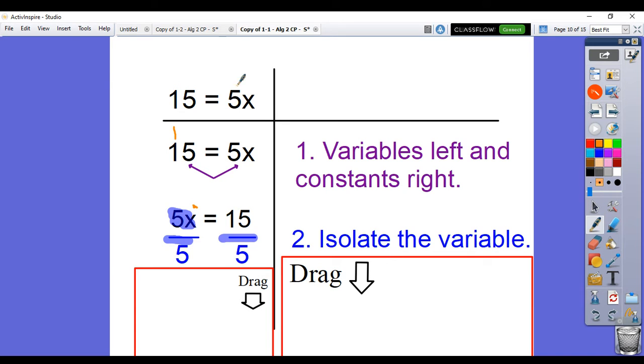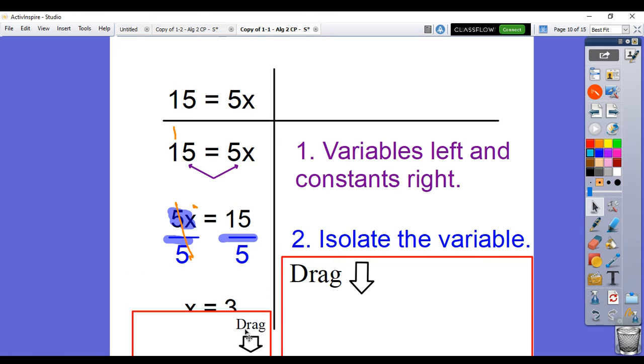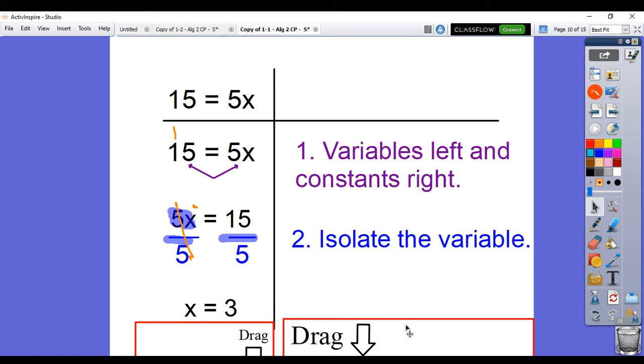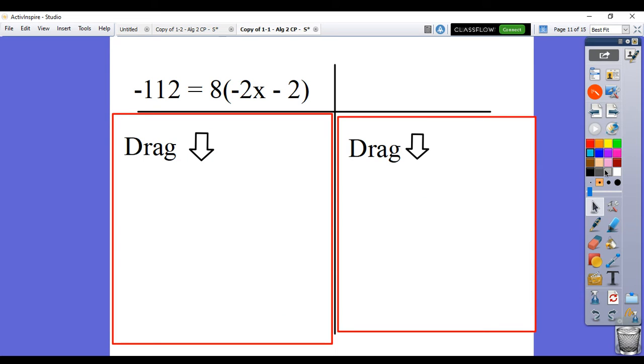And then this will cancel because 5 divided by 5 is 1. 1 can be imaginary in multiplication here. And 15 divided by 5 will give you x equal 3. All right. Very simple, right? Here, let's apply some distributive property. Let's work on it this time.